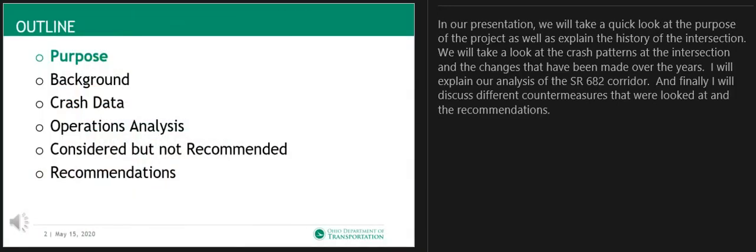In our presentation, we will take a quick look at the purpose of the project as well as explain the history of the intersection. We will take a look at the crash patterns at the intersection and the changes that have been made over the years. I will explain our analysis of the State Route 682 corridor, and finally I will discuss different countermeasures that were looked at and the recommendations.